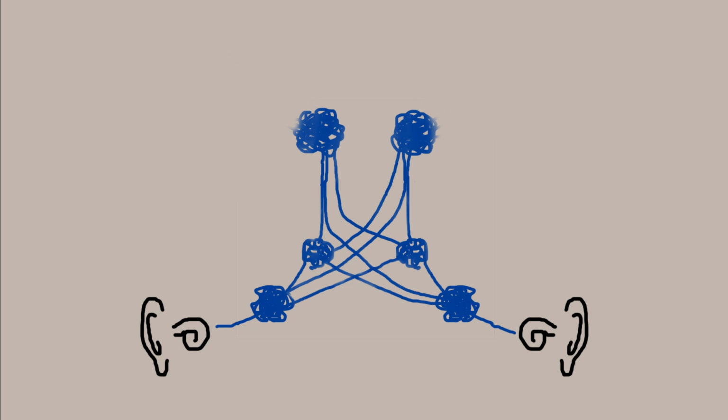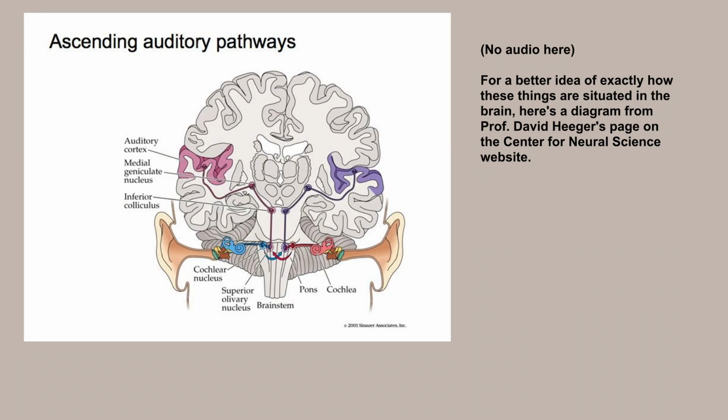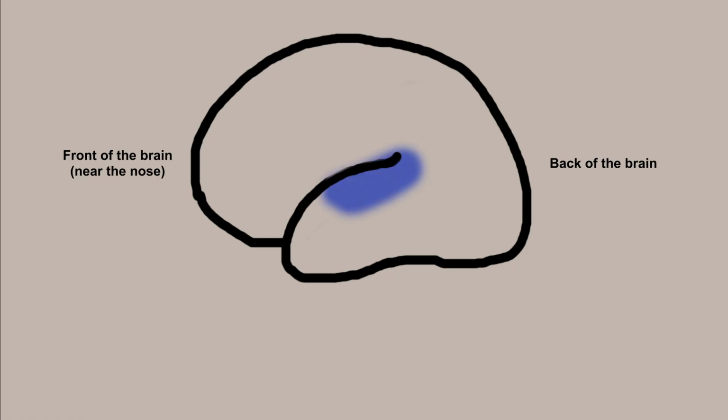The information eventually gets to the cortex. This is the thin outer few layers of the brain that do most of the really high-level processing. Specifically, it reaches the left and right auditory cortex, and these are located on the sides of the brain, kind of near the ears. The left auditory cortex seems to be particularly important for speech perception, aided by the fact that it's very sensitive to changes in sound over time, and natural speech contains very rapid changes in sound over time.